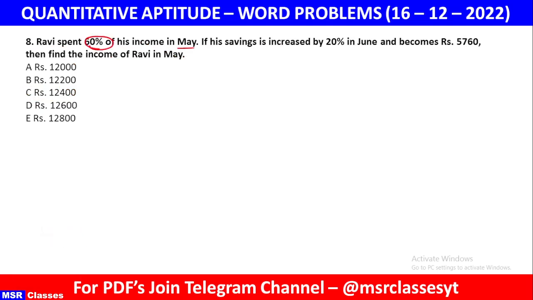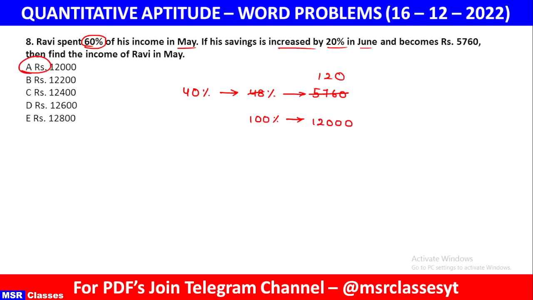Ravi spent 60% of the monthly income in May. If his savings is increased by 20% in June, right? Initial spending 40, that is, initially he spends 40%, right? His spending is 60, so savings is 40. Then the 20% increase becomes 48%, and the 48% value is given as 5760. Then the income 100% value: one time 48, two times 96, 120 times 120 with double zero, 12,000. Option A is the final answer for this question.